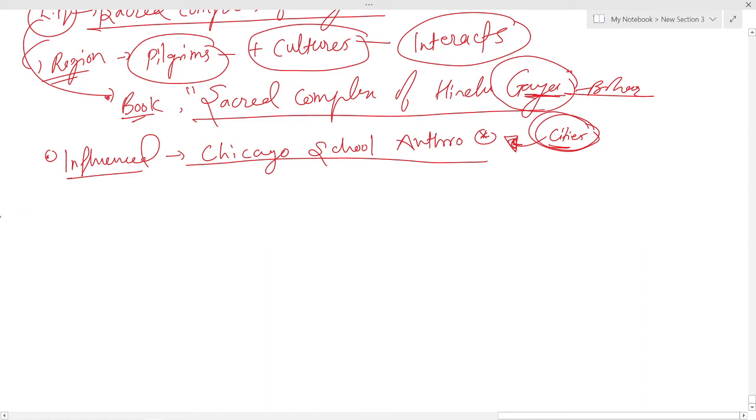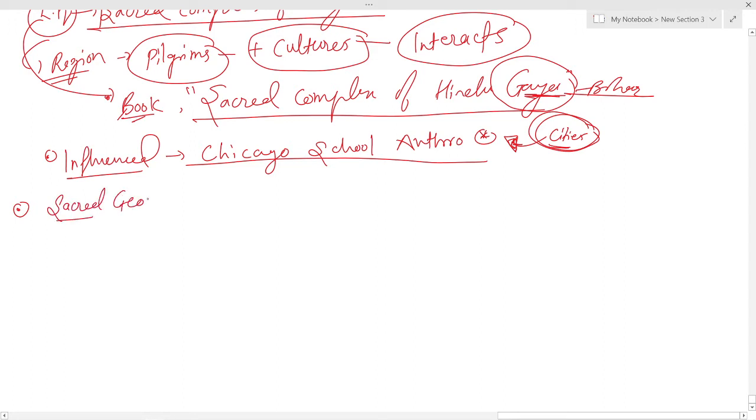This was sacred complex. Now the three components or the three parts from which this sacred complex basically consists are sacred geography, sacred performance, and sacred specialist. So first is sacred geography.